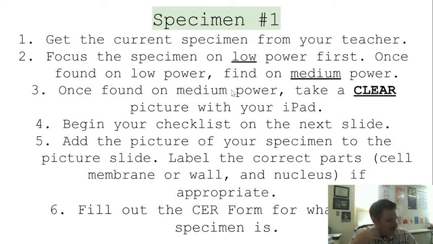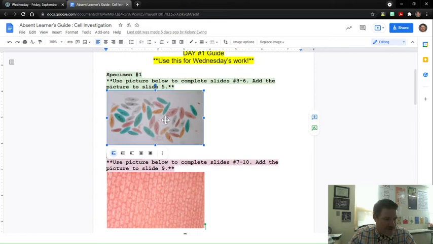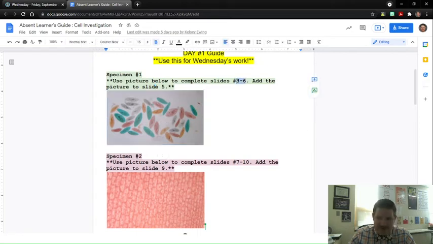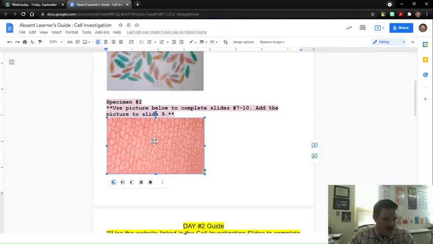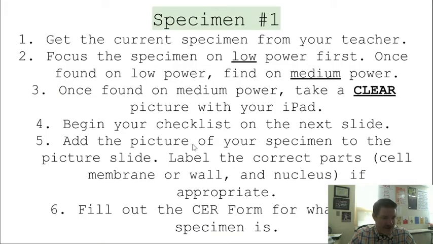So here's the stuff that they'll be doing in class. Obviously, you're not going to be able to utilize the microscope, but I'll show you what it would look like underneath the microscope because I got my big thing hooked up, so I'll switch over to that momentarily. But instead of looking at things underneath the microscope, because you can't, in the absent learner's guide, you are going to use this picture for specimen number 1 to complete slides 3 through 6. And then you're going to use this as your specimen number 2 slide. So these are going to be your pictures for today to use. Both of these are of cells. You'll have to tell me what type of cells they are, though, in our activity.